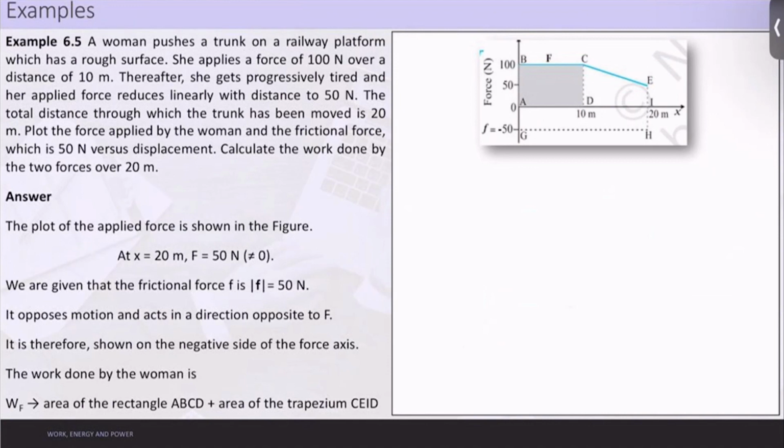Look at the question. Let's read the question and then we can move forward. A woman pushes a trunk on a railway platform which has a rough surface. Let us say this is a rough surface, there was a woman here, and she was pushing a trunk. Let us suppose this is a trunk, and the woman is pushing. She applies a force of 100 newtons over a distance of 10 meters.